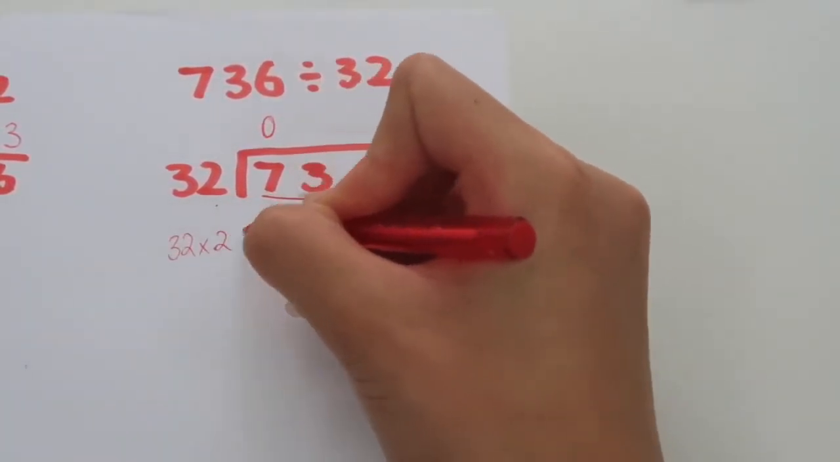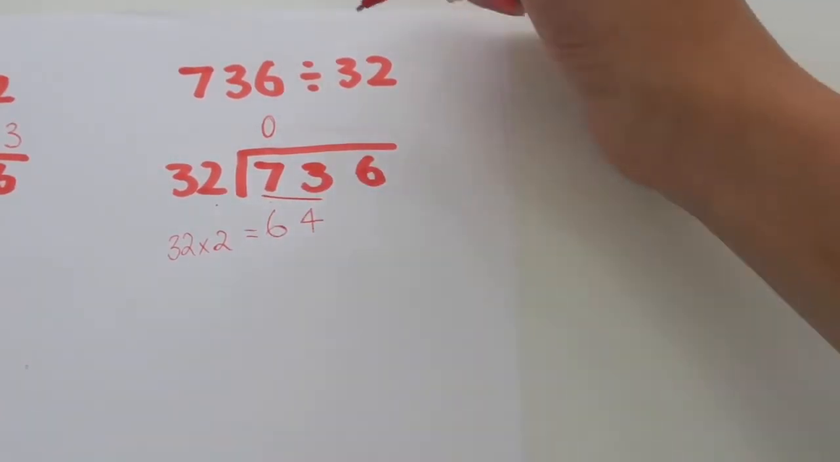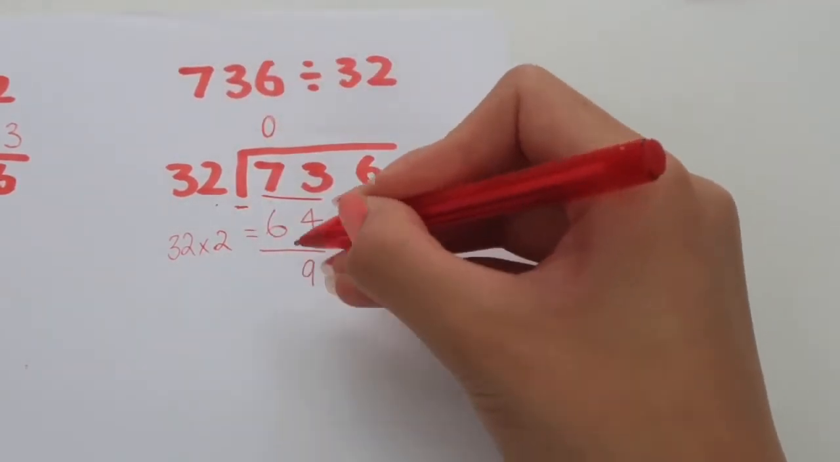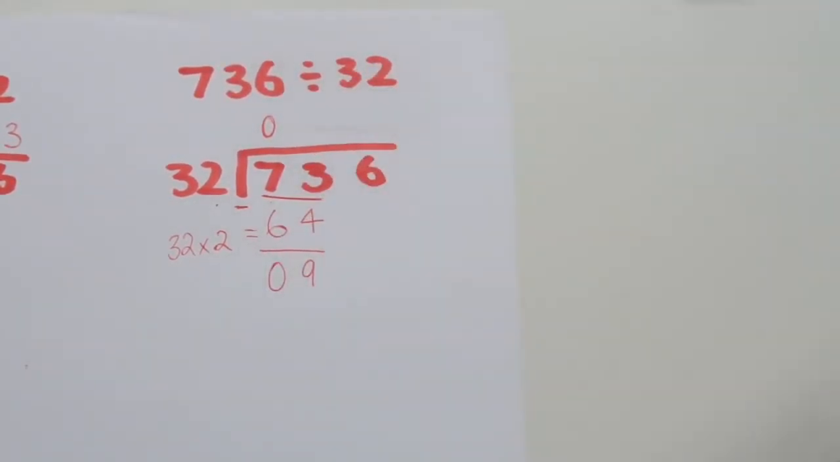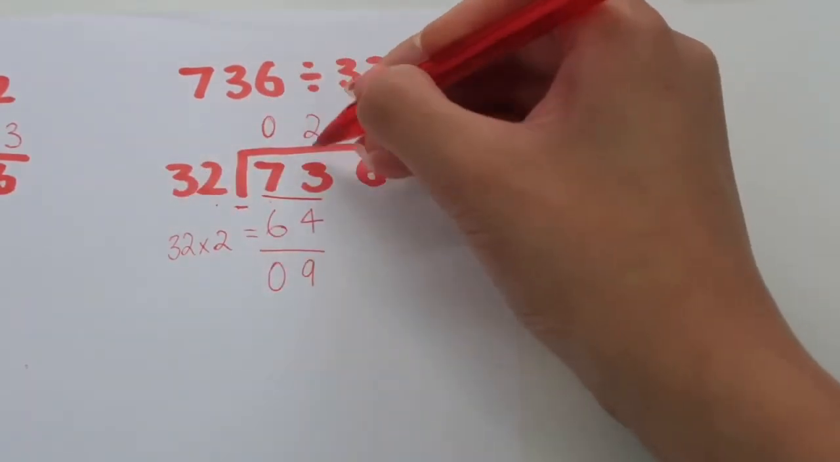Instantly I know that 32 multiplied by 2 is 64. I'm going to minus these away from each other and see if we can fit another 32 in, which we can't. There is 9 left. So we put the 2 above the 3 as we know that it fits into 73 2 times.